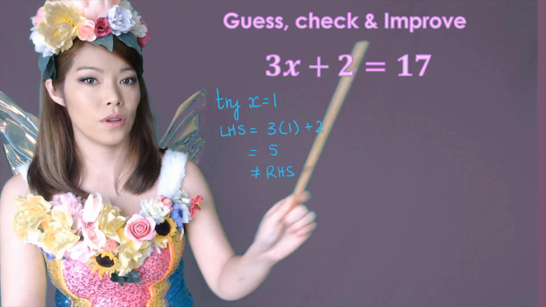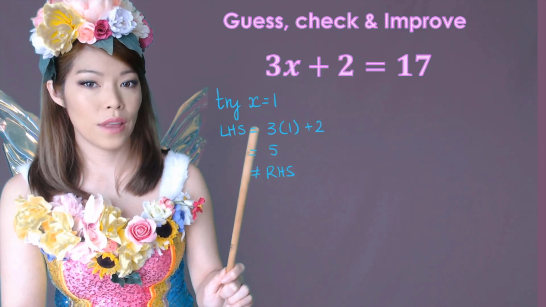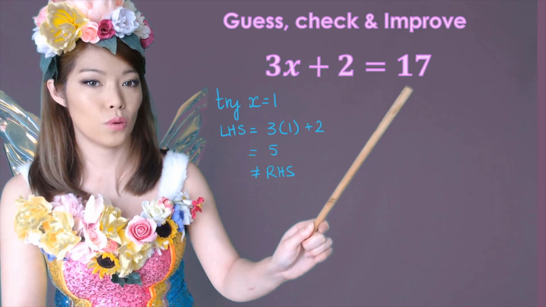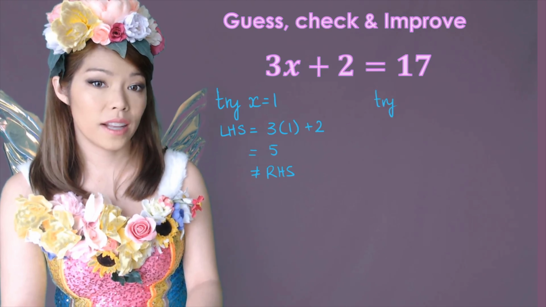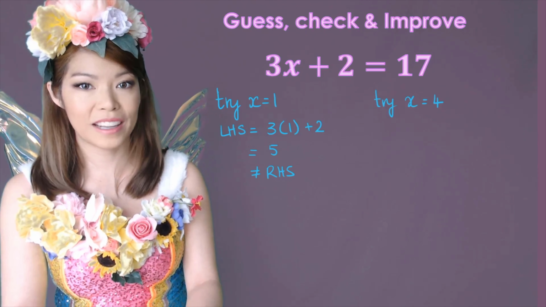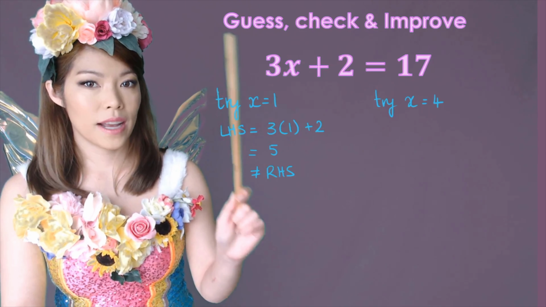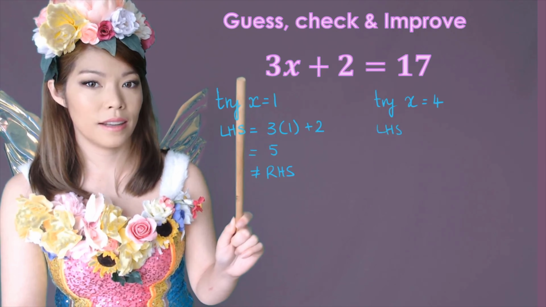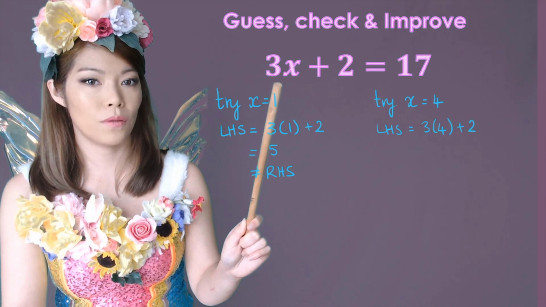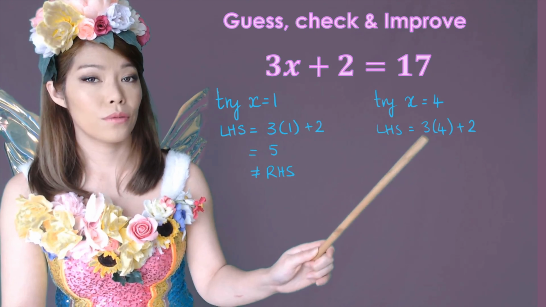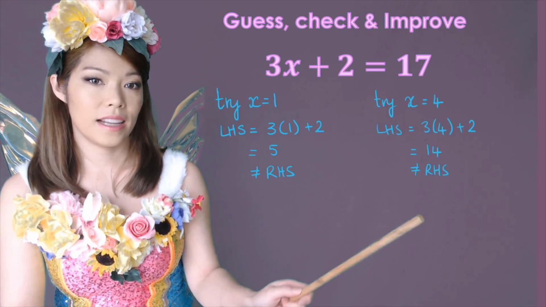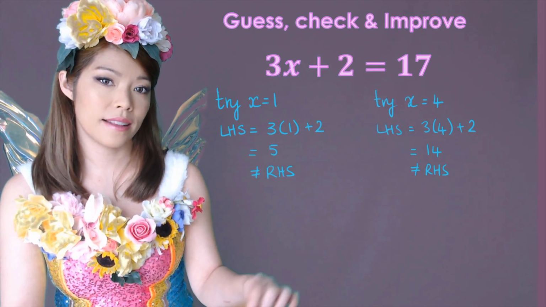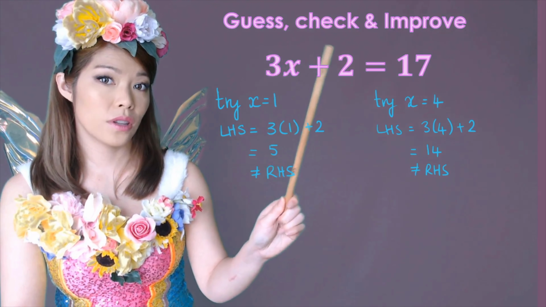So now we have to improve. To improve that, we can see that 5 is too small compared to 17. So we're going to go a little bit higher. We could try, for instance, x equals 4. Let's try that. So again, we guess, now we check, left-hand side, plug it in. 3 times 4 plus 2. 3 times 4 is 12, plus 2 is 14. Again, it's not equal to 17, the right-hand side. So we checked and we were wrong. So now we have to improve.